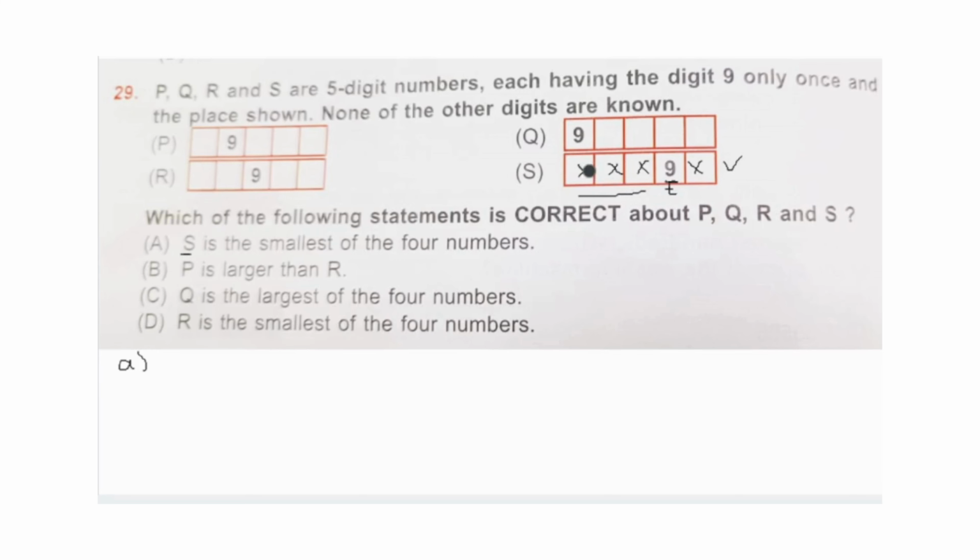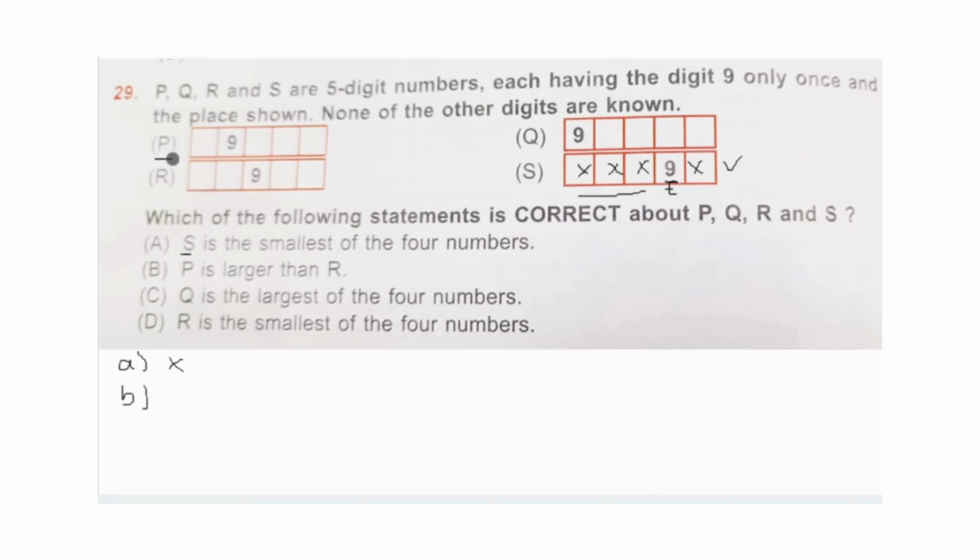S is not, it's not possible because P or R could be smaller numbers. So option A is ruled out. Let's see option B. P is larger than R.